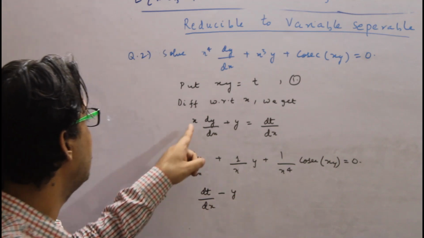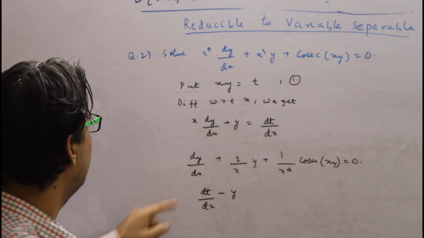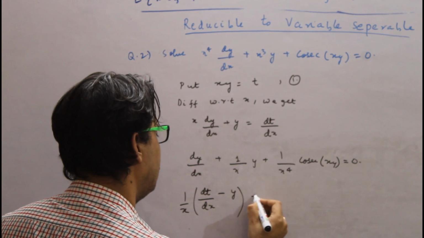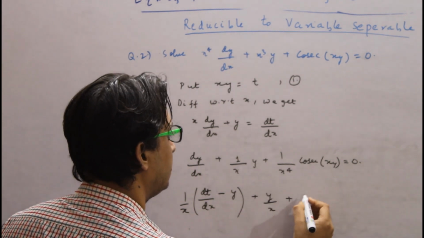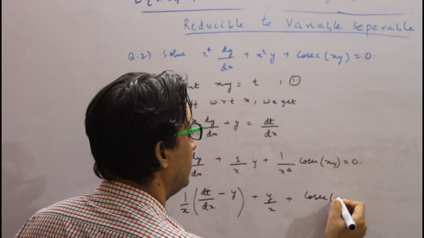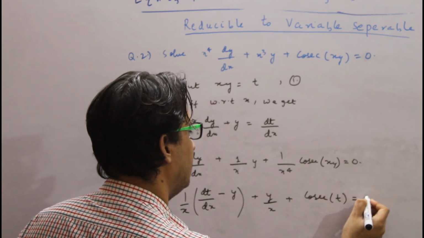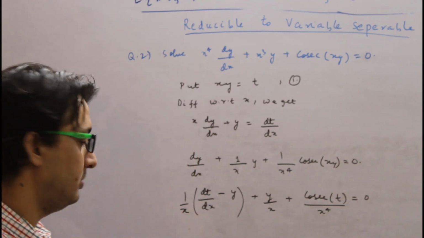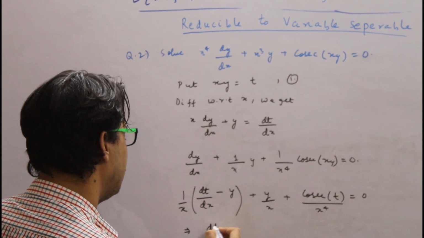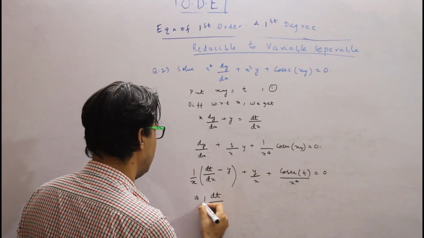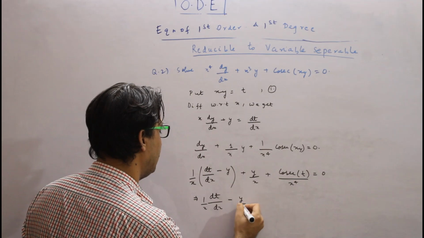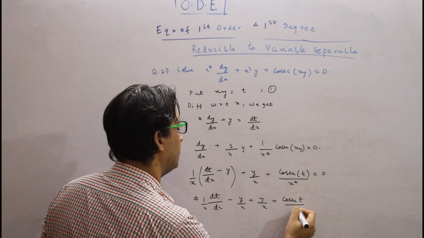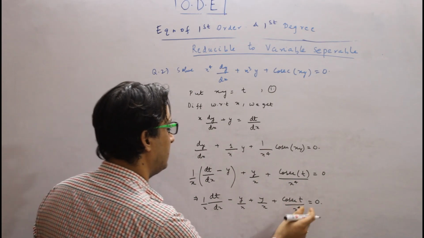Now I will put my dy by dx into this equation, which I can write as dt by dx minus y. Now here the coefficient of dy by dx is x, so I will divide by it, plus y by x plus cosec, I can write here as t as well, and in the denominator x to the power 4. So if we further simplify, this becomes dt by dx 1 by x minus y by x plus y by x plus cosec t x to the power 4 divided by x to the power 4.